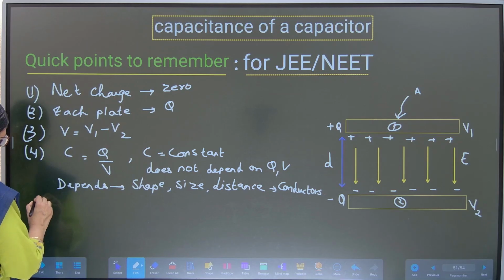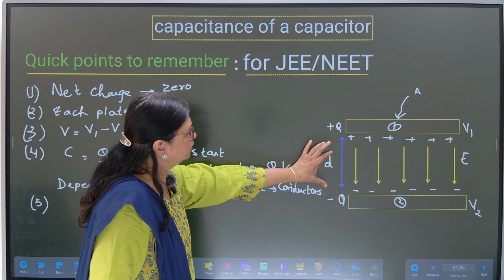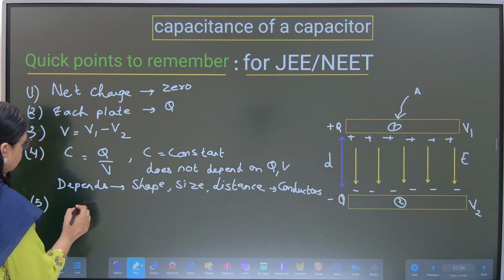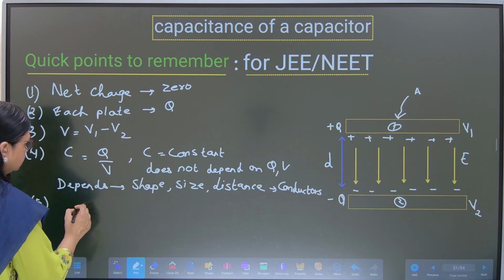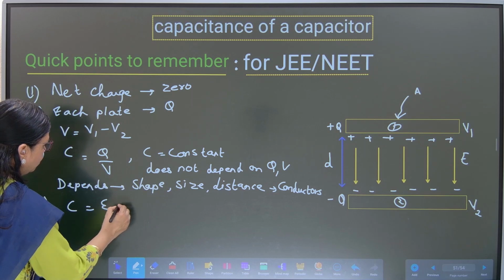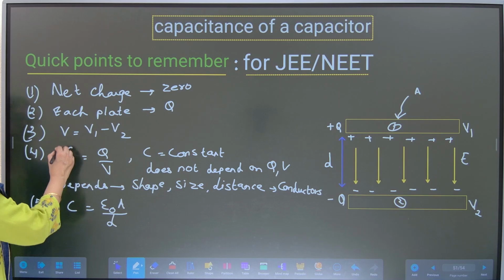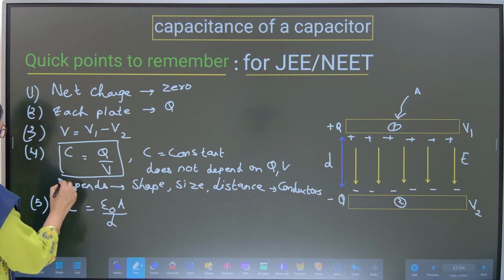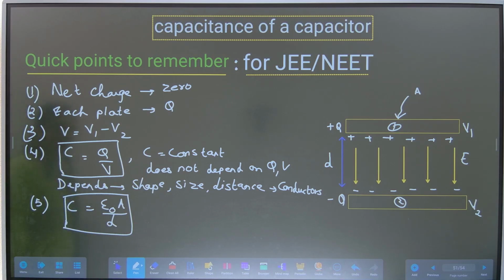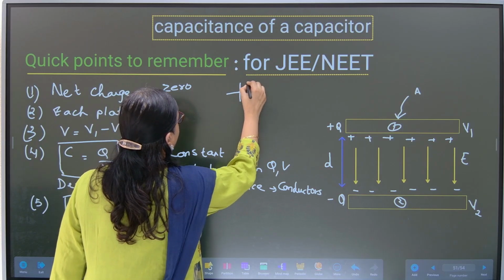So taking into consideration the shape, size and the distance between the conductors, as you can see, the distance is d, the size is A, the area. Depending on the shape, size and distance between the conductors, we have the formula C is equal to epsilon naught A by d. These are the formulas which we will discuss in page 2 and page 3 of the same video.